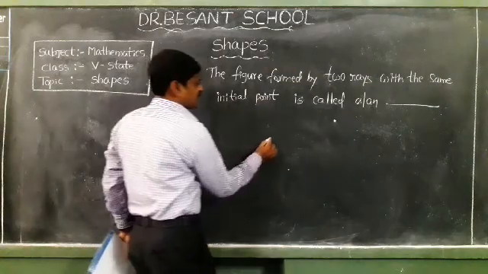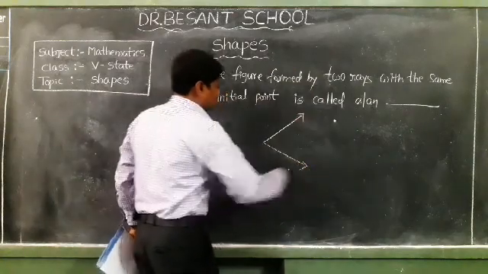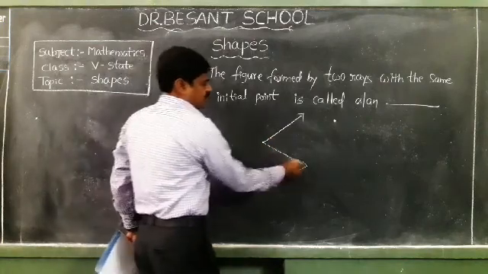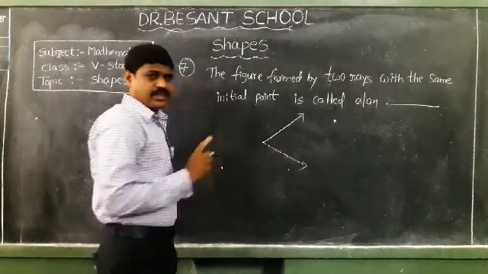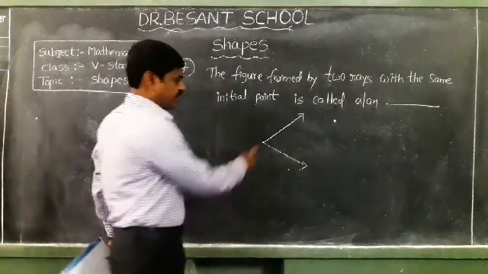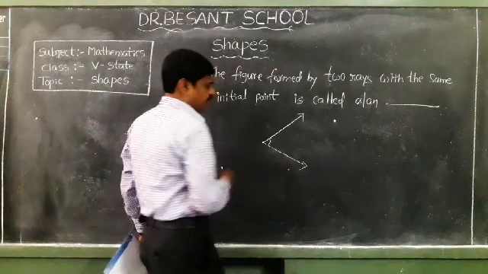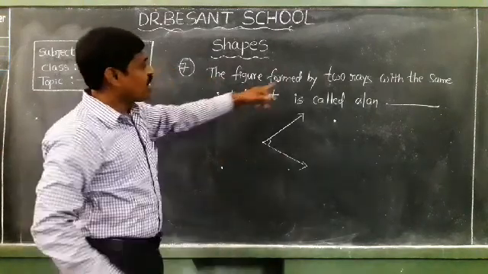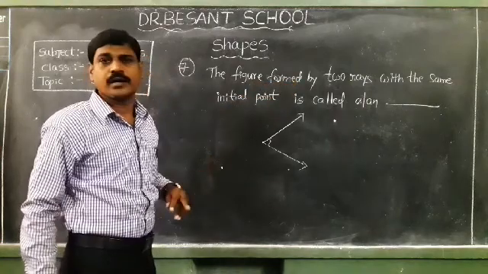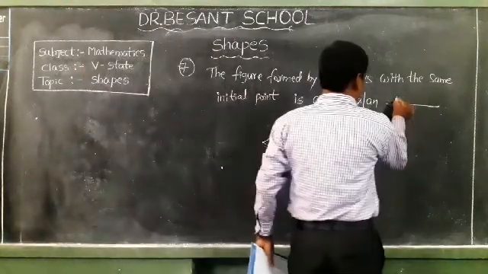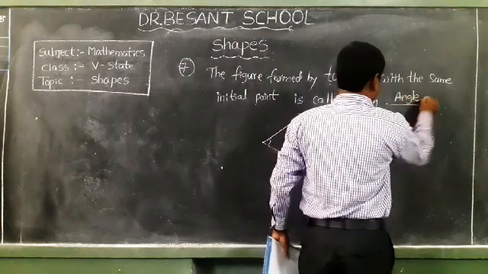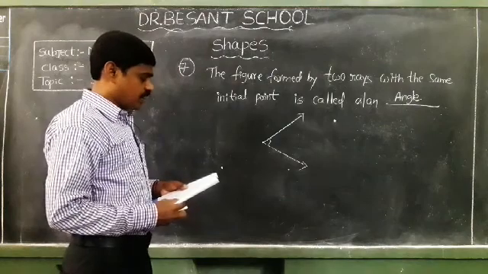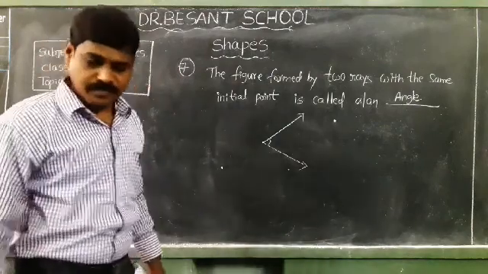Yesterday in previous classes I explained: this is one ray, this is another ray. Both the rays have the same initial point, same starting point. It is the vertex, with arms. This figure is what? We have to say that it is an angle. So the figure formed by two rays with the same initial point is called an angle. You have to write this blank with the answer angle. Okay, understood?